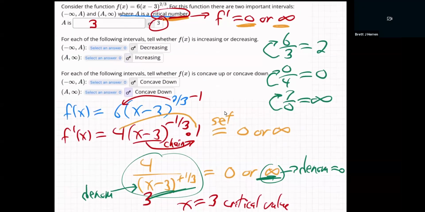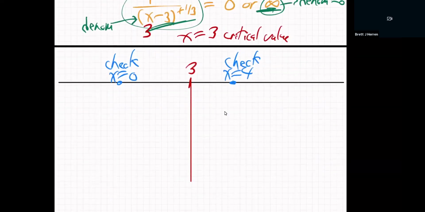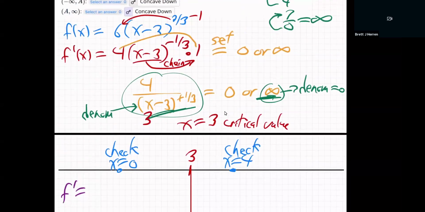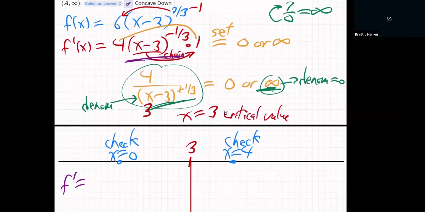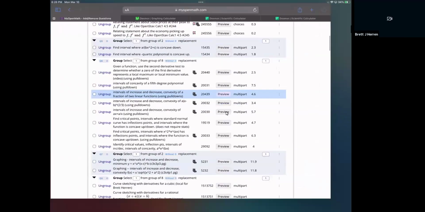Check what? Well, they said increasing or decreasing. What tells us that? The first derivative. If the first derivative is positive, it's increasing. If the first derivative is negative, it's decreasing. Right? It's all about the first derivative. So I'm going to check the first derivative. What is f prime? F prime is right there. It's 4 times x minus 3 to the negative 1/3. So that's the derivative. We're going to plug a 0 into that derivative. 4 times 0 minus 3 to the negative 1/3.